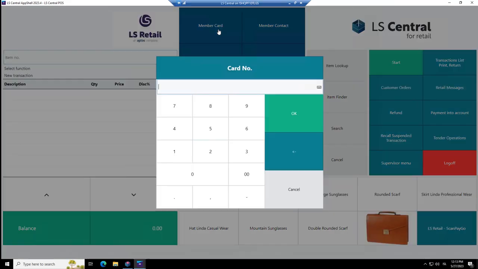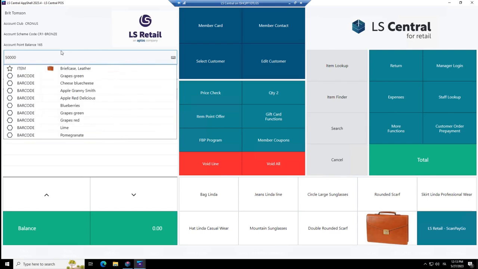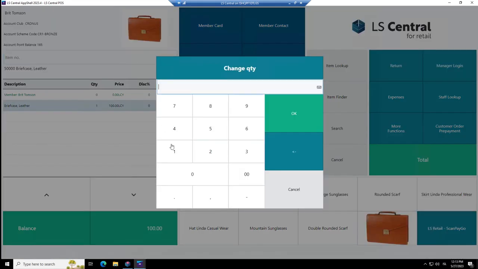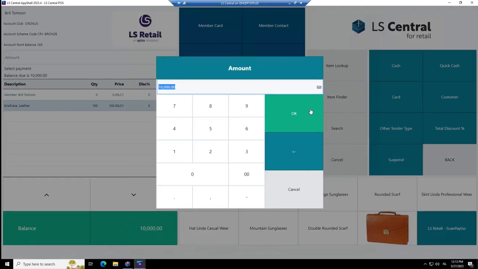So let's put Britt into the sale. And her card number was this one here, 10003. So she's in sale and she only has 165 points. Let's do a little bit here to cheat because that's allowed to do when you are on a course. So let's sell item number 50,000, briefcase, and let's sell 100 of them. So we are selling a lot. So Britt is buying 100 briefcases and we do total and just pay with cash.